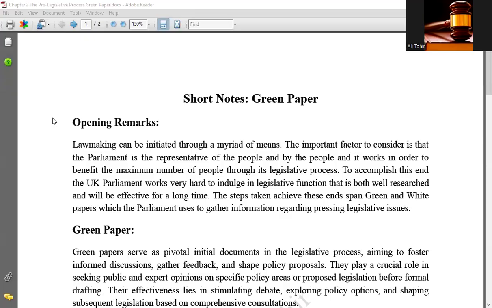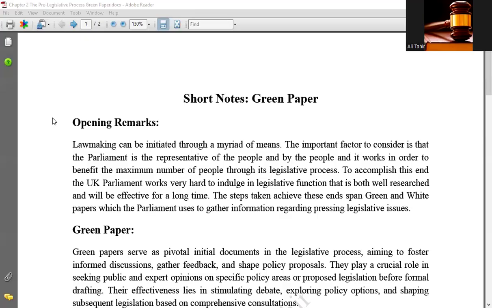So lawmaking can be initiated through a myriad of means. The important factor to consider is that the parliament is the representative of the people and by the people, and it works in order to benefit the maximum number of these people. So basically, the British Parliament will work in order to satisfy the maximum number of citizens of the United Kingdom.